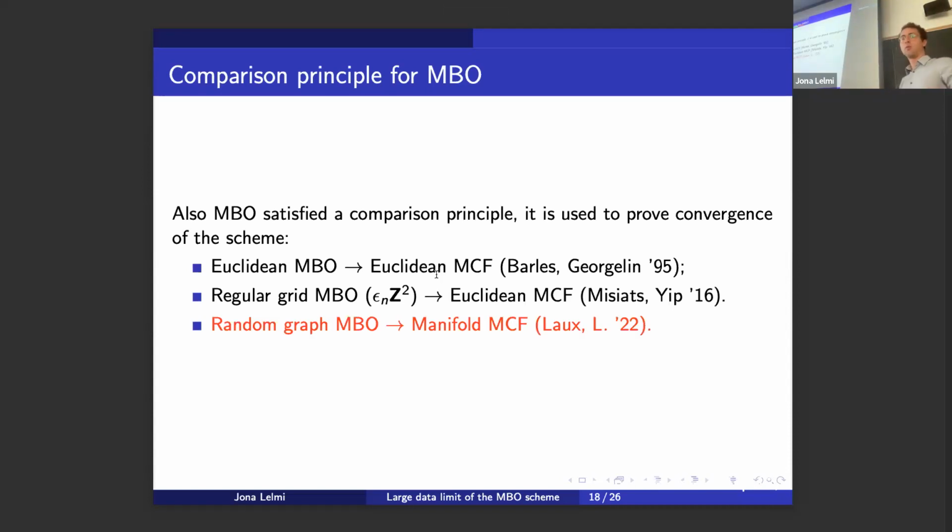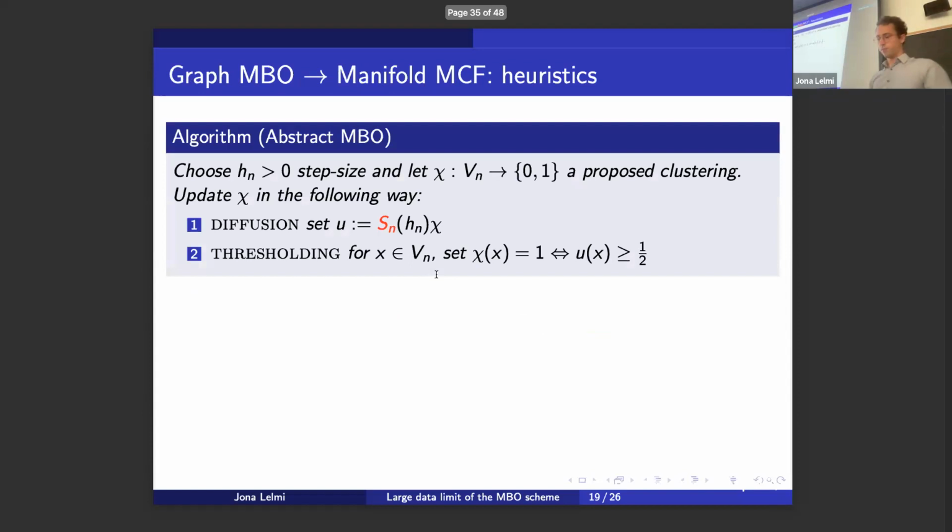So here what we do, we extend these ideas and we're able to say that on random graphs, the MBO scheme will converge to manifold mean curvature flow. So let me just briefly explain to you why this is true.